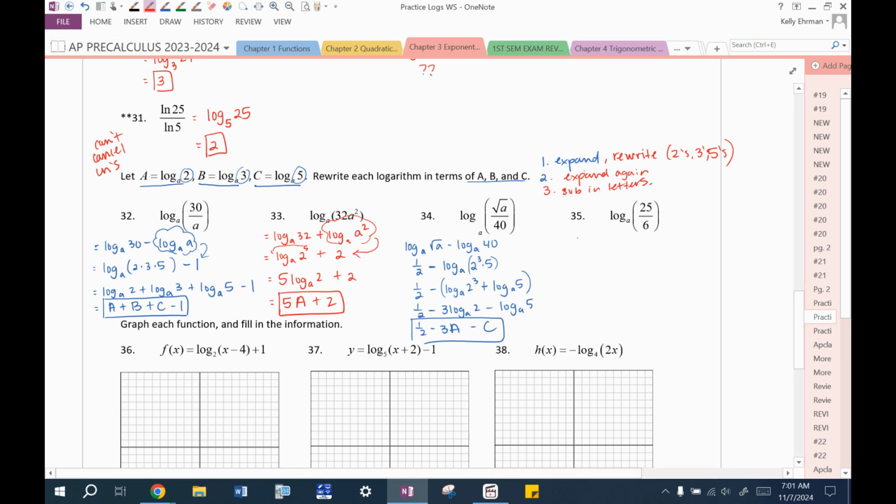Okay, last one of these. Log base A of 25 minus log base A of 6. Log base A of 5 squared minus log base A of 2 times 3. 2 times log base A of 5 minus parentheses log base A of 2 plus log base A of 3. I'm going to distribute the negative and I'm going to fill in my letters. So 2 times C minus A minus B.